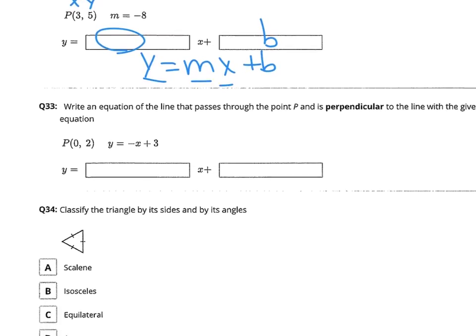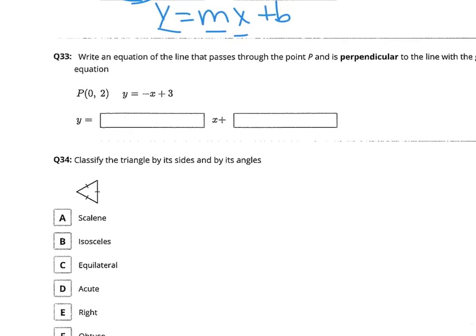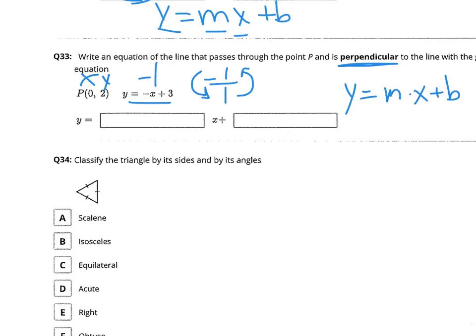Question 33 is very similar. The only difference is they're perpendicular. Okay, this line here and the new line you're going to write. The slope on this guy is negative 1 or negative 1 over 1. Remember, perpendicular lines, their slopes are opposite and reciprocal. So flip this guy and change the sign. That'll be your m that goes there. And then I want you to plug in your x and y, 0 and 2 for x and y, and your new slope, your m, times x plus b, and figure out what b is and put that there in the box.